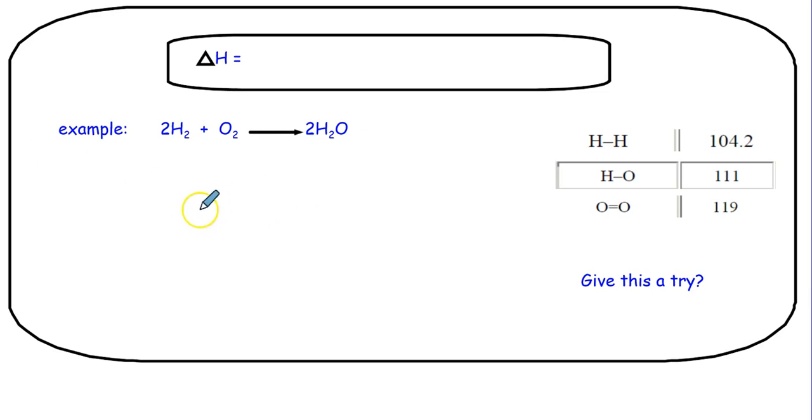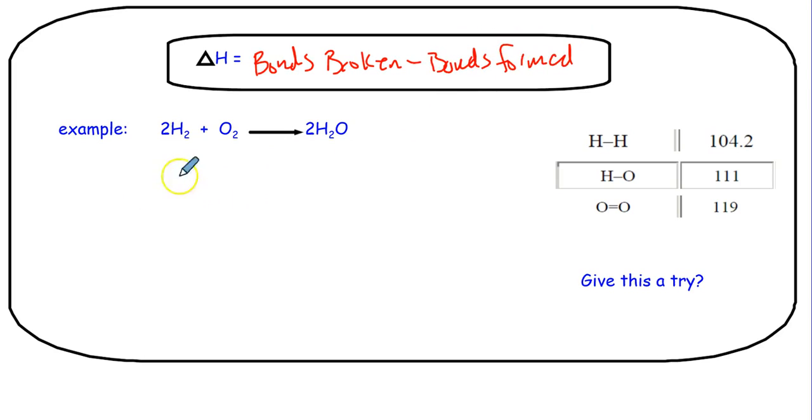Let's walk through our first example of this, and I'll just give the formula for it. It's a little bit different, backwards from some of the stuff we normally work with in this chapter. It's bonds broken minus bonds formed. The next thing you do is write all those structures to see what's actually broken.